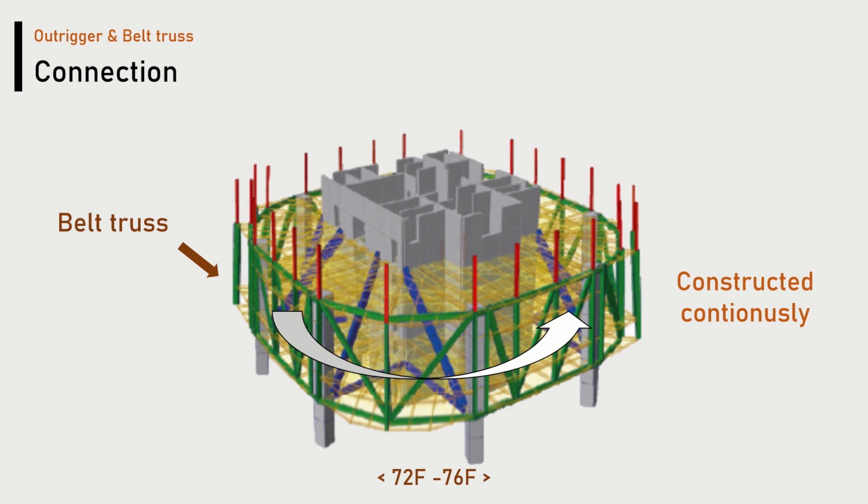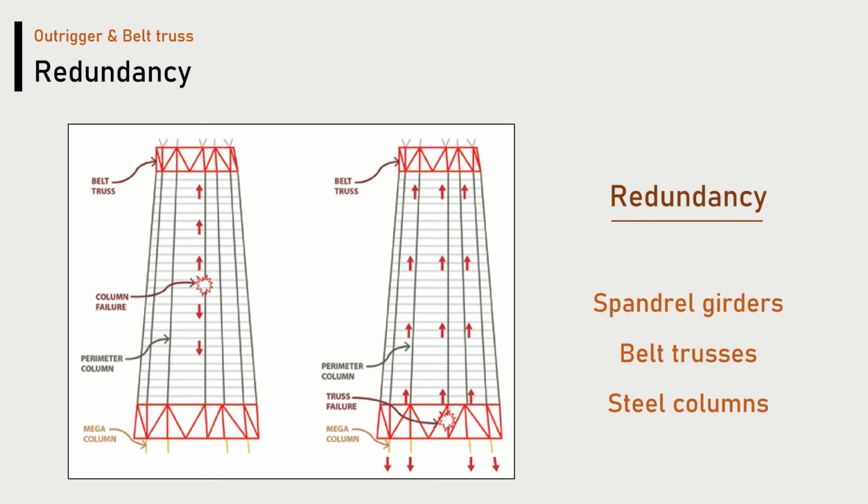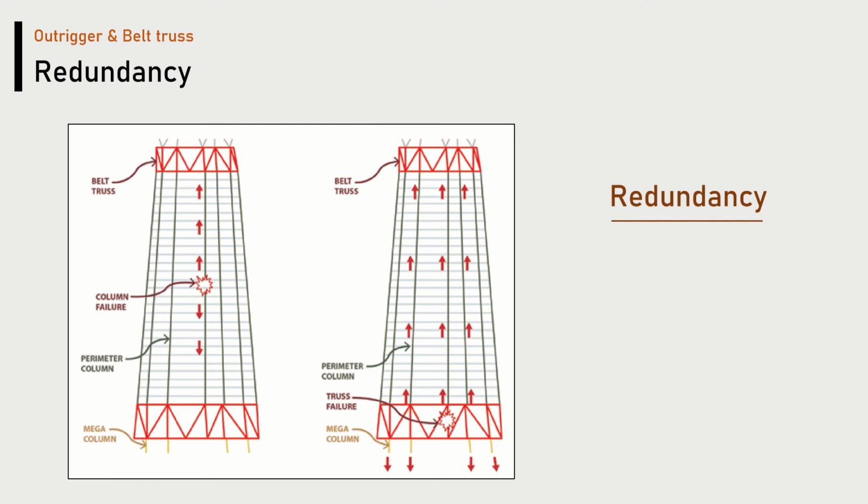And for the last, there's one more detail. It's redundancy. The important members, such as spandrel girders in typical floors, belt trusses, and hotel steel columns, have redundancies, to avoid a sudden collapse when one of these members loses its capacity in case of fire or unexpected impact. So, it means no matter which column fails, the important members do not collapse suddenly due to the redundancy.